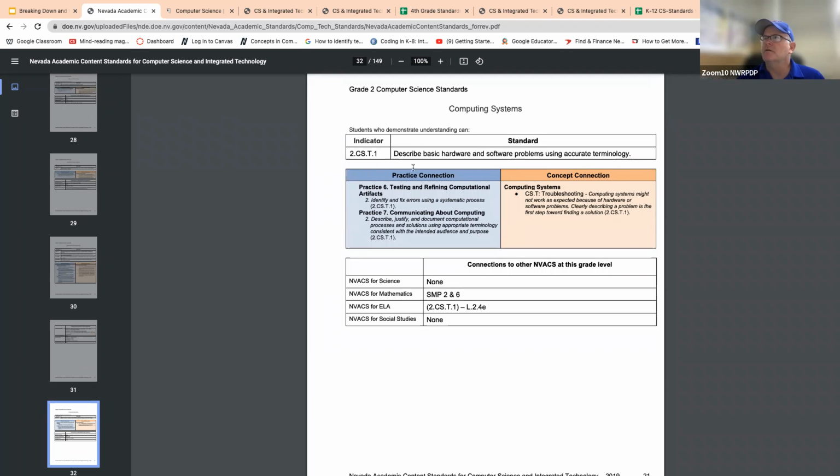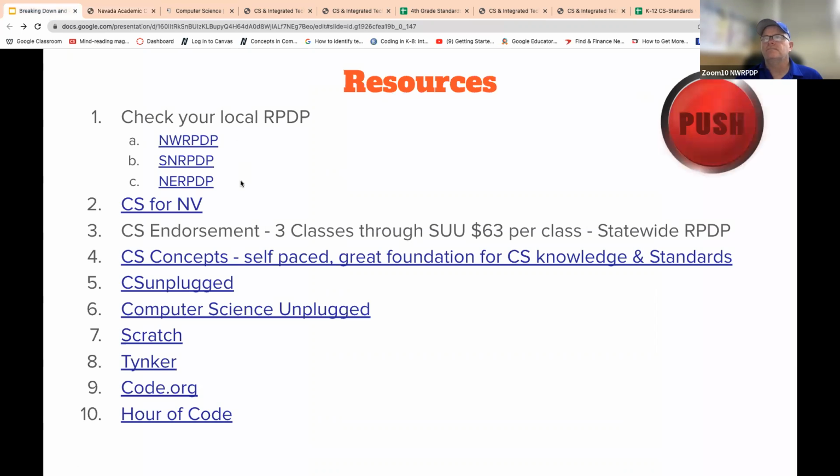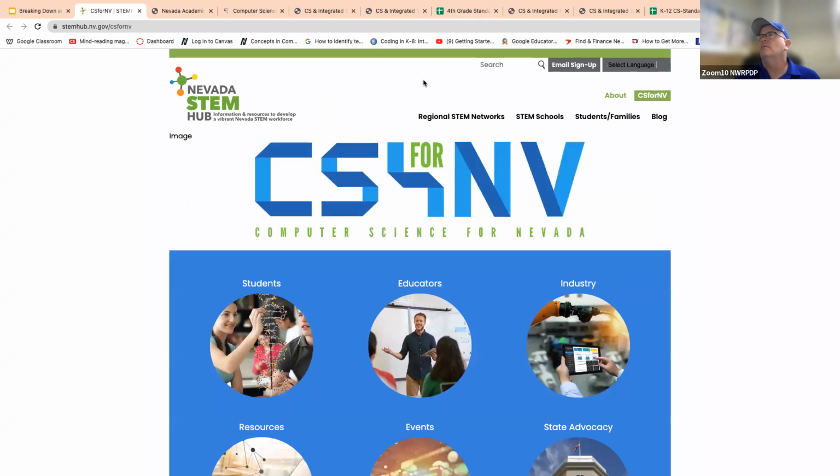And unfortunately, some of these standards, hardware and software, are not going to have any for science. There's something for math, there's something for ELA, and there's nothing for social studies. But this is not the end all. This was done by people with the best information they had at the time and with their knowledge. So if you can make other connections, that's awesome. So that's a great resource under the CS for NV. Once again, going back to that CS for NV, you have something.